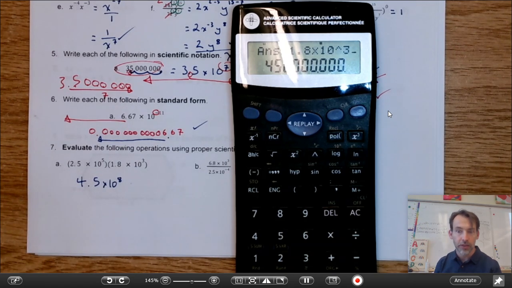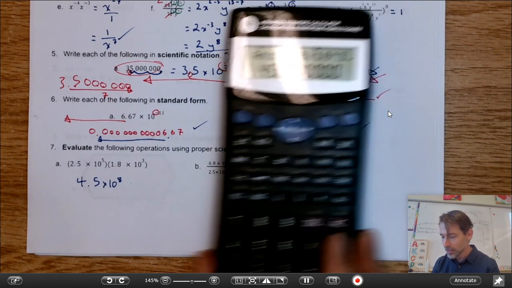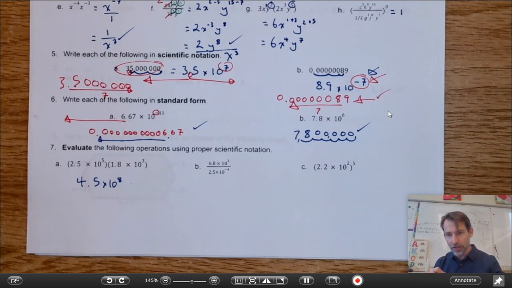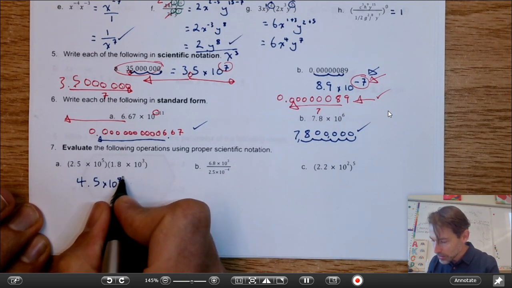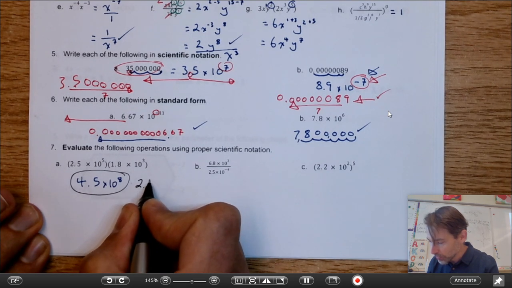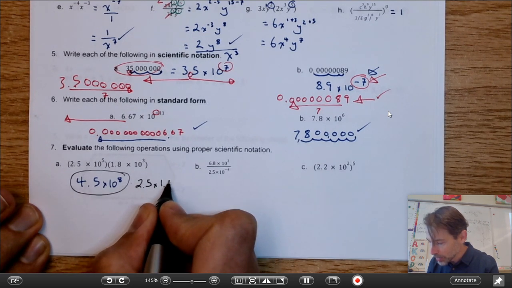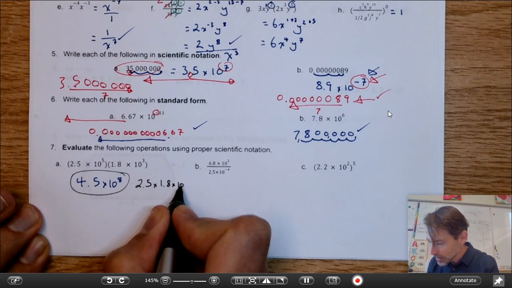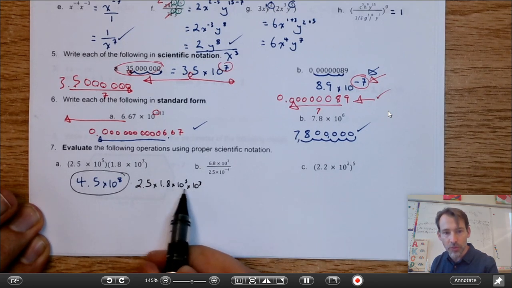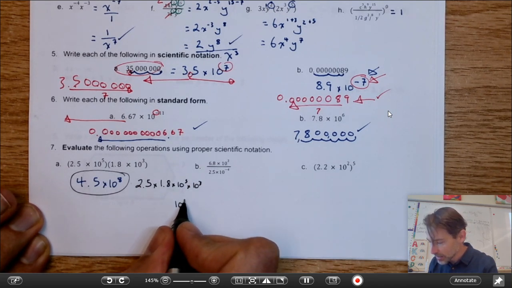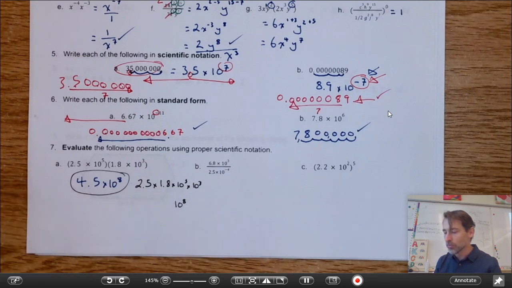Okay? What if I told you there was an easier way than just button mashing your calculator? It's this. You're going to pull out a different color pen so you can show the different type of work. You're going to remember that multiplication can be done in any order. So I'm going to do, so this is correct, but I'm going to do 2.5 times 1.8 times 10 to the 5 times 10 to the 3. Here I have exponents with the same base, so that's 10 to the 8. And 2.5 times 1.8, well, it would be 4.5.